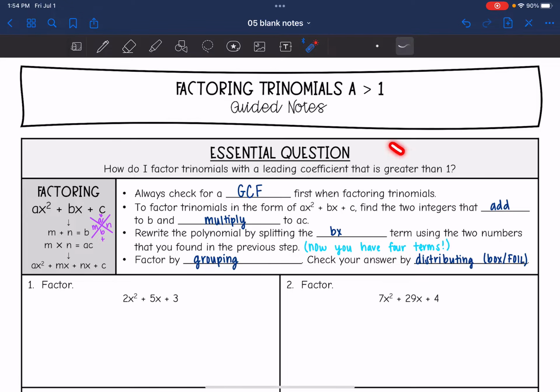So previously we looked at trinomials when a was 1, when we just had an x squared. Now we're going to look at whenever there is a number in front of that x squared. So the first thing that you want to do is always check for a GCF, just like every other time that we have factored. And then to factor trinomials in the form ax squared plus bx plus c, we need to find the two integers that add to b and multiply to ac.